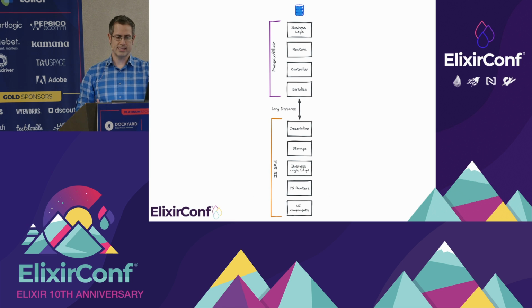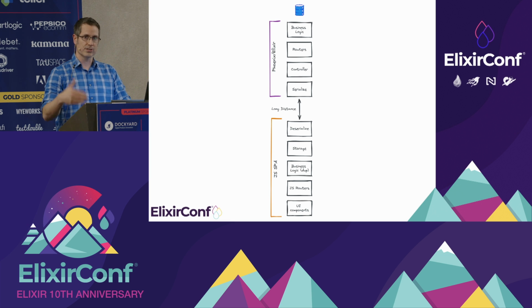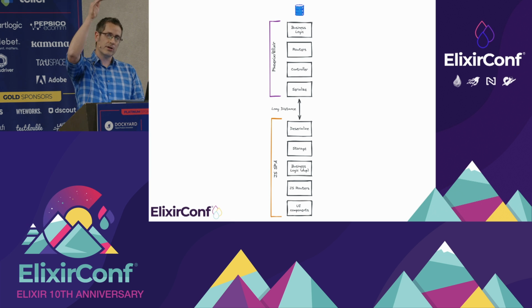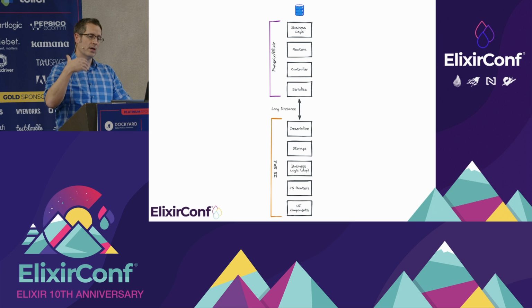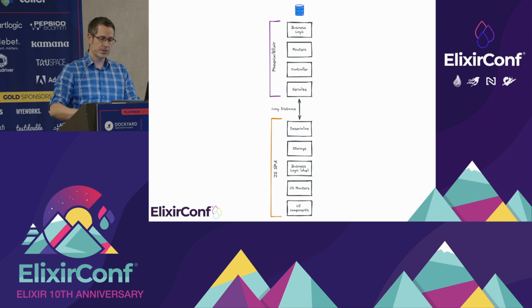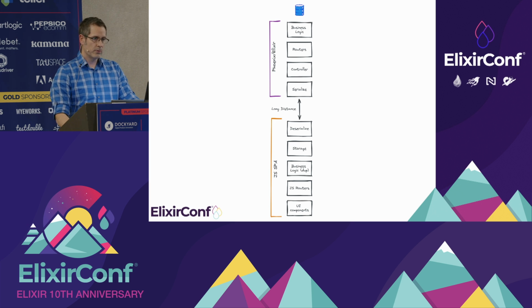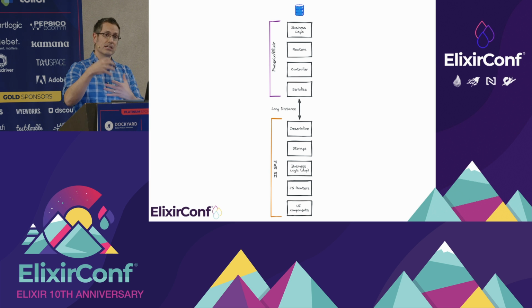So let's just break this down a little bit into the layers that are happening here. The top layer is our database. All the way at the bottom, we would have our user. Through the Phoenix portion of the app, we've got our business logic, routers working on the server, controllers or GraphQL resolvers, and then we're handling serialization.